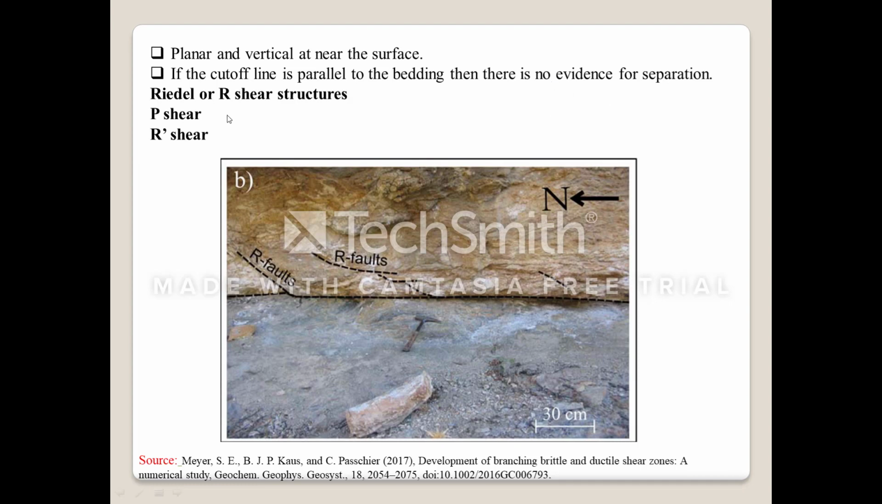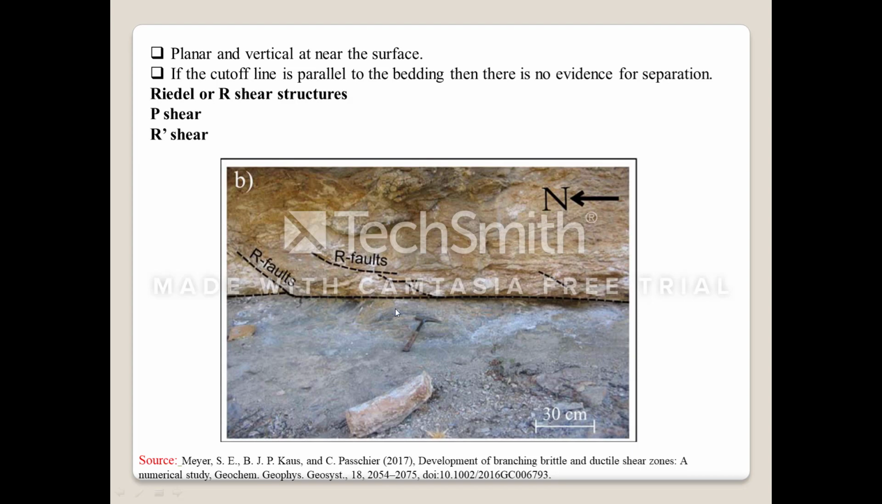Then we have some more structures associated with the strike slip fault, that is, Riedel structures. Riedel structures show shear sense, or we can say these are the associated structures. This one is the main thrust or strike slip fault, and Riedel structures are associated synthetically. Synthetically means they always show the same direction as the major structure, the major strike slip fault. They always show that type of shearing.